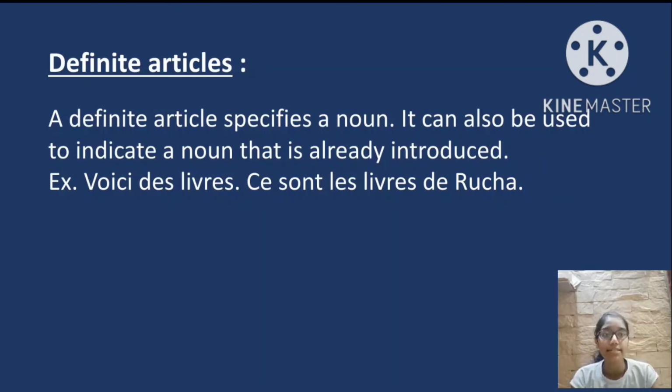The second topic of this section is definite articles. A definite article specifies a noun. It can also be used to indicate a noun that is already introduced. Example: Voici des livres, ce sont les livres de Rucha. It means, here are some books. These are the books of Rucha.